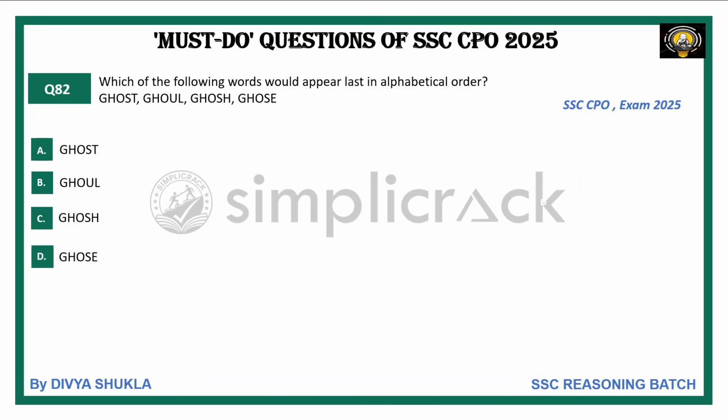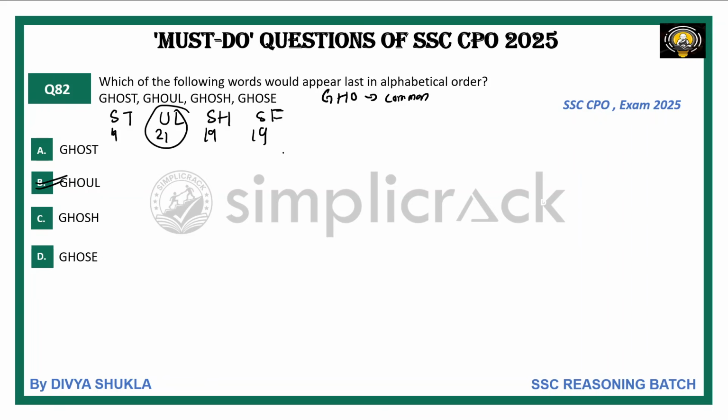Which of the following words would appear last in alphabetical order? Now understand, you have G, H, and O. These three letters are common in all of these words. So the next letters are ST, UL, SH, and SE. You need the last one, so what is the place value of S? This is 19, this is 21, 19, and 19. The last one would be Gaul. Option B is the correct answer for this question.